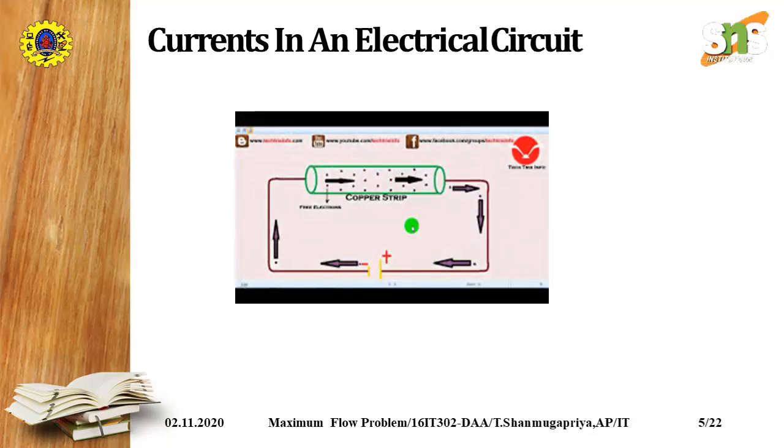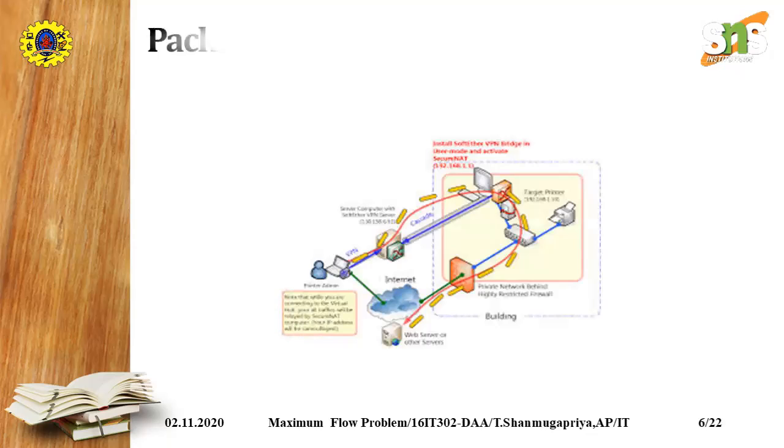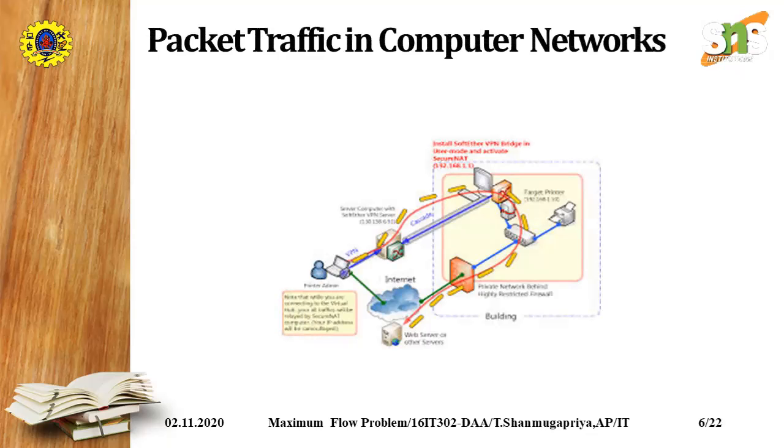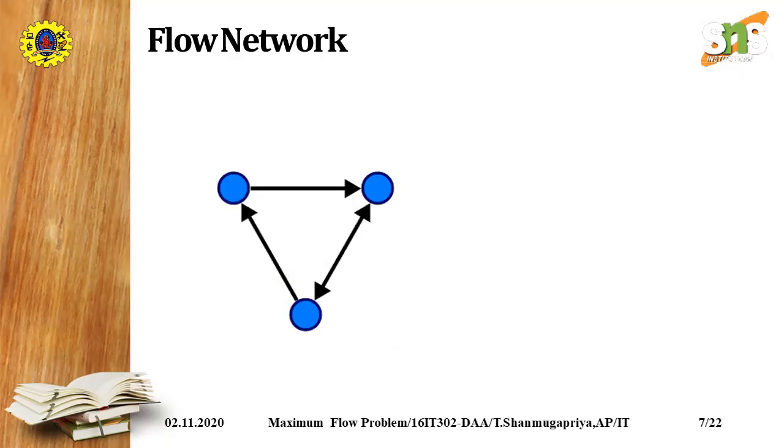Next, currents in an electrical circuit. What is the maximum flow of current in an electrical circuit? Another example is packet traffic in computer networks, the number of packets. If the system is able to transfer only 10 packets at a time, we can't send 12 packets. So that is traffic flow in a computer network.